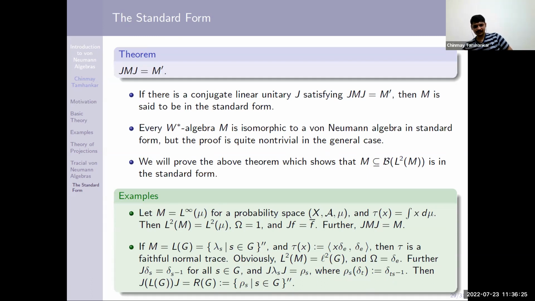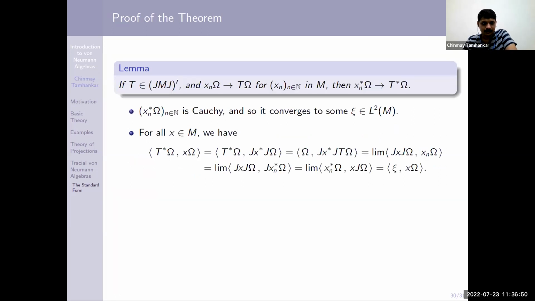And we get that this J L of G J is R of G, the so-called right von Neumann algebra. So this L of G stands for the left von Neumann algebra, and this is the right von Neumann algebra, which will just be the double commutant of all these rho. So these are the examples, and now we will quickly go through the proof of this theorem. For this we will use two lemmas.